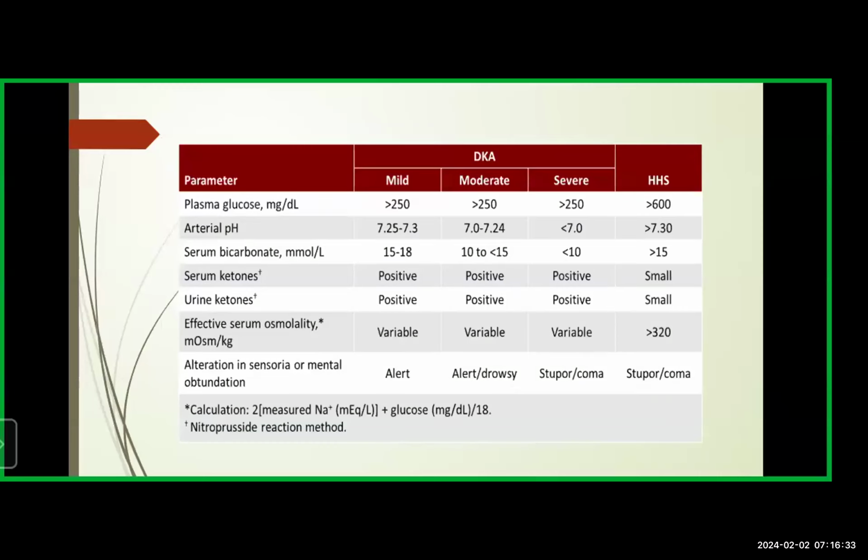Okay, so that is most of what I have for the slides. Then this last slide categorizes DKA into mild, moderate, and severe. Of course, you know that when there is severe DKA, the patient is stuporous or comatose.